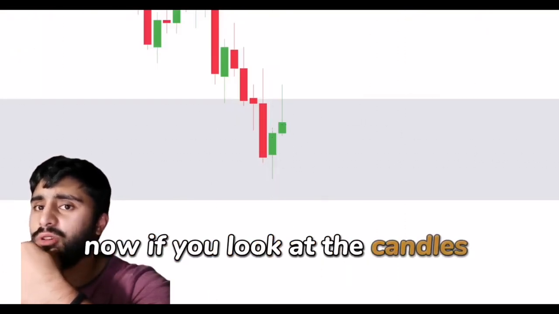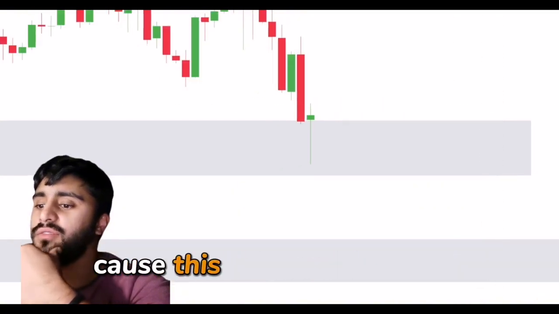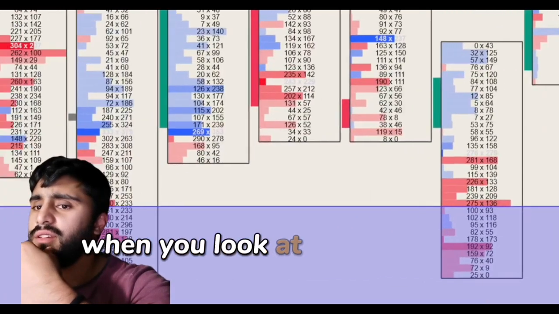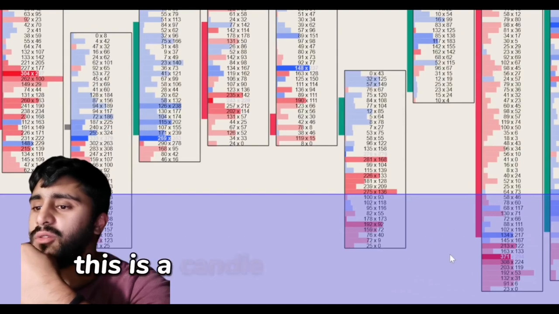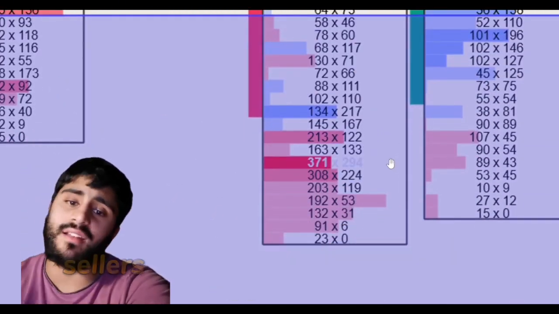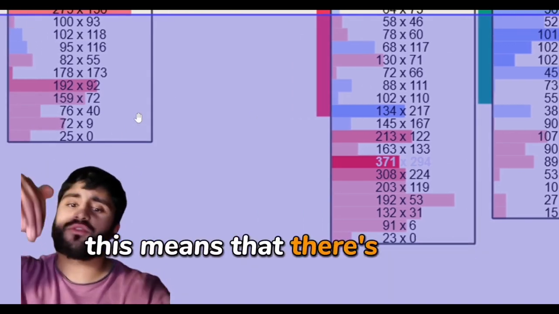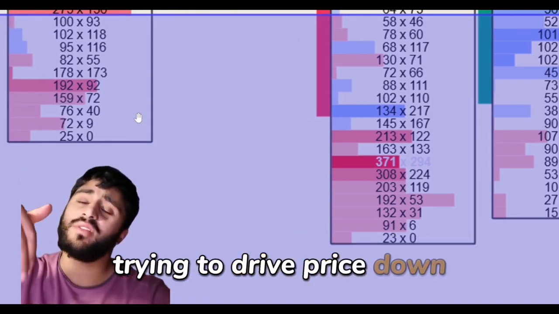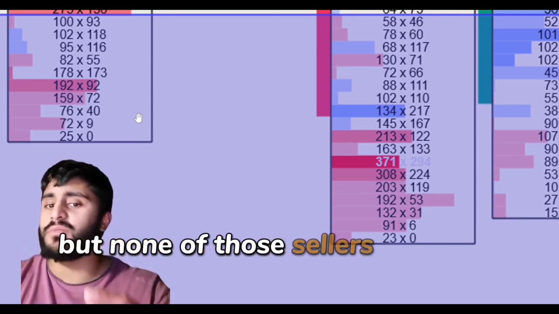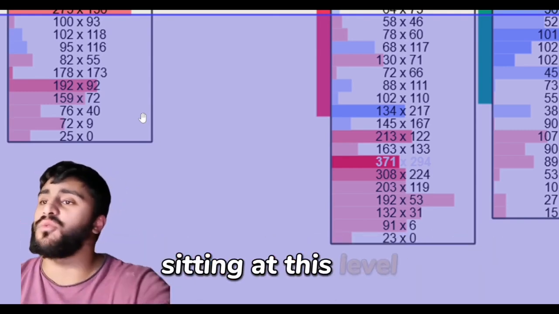Now, if you look at the candles over here, right, let's just jump up to the 5 minute and quickly explain this because this is a 5 minute chart. When you look at the 5 minute chart over here, this is the candles you're looking at. What you see over here is a ton of aggressive sellers that aren't being rewarded. So when you see a lot of red over here, this means that there's lots of sellers that are trying to drive price down in real time, but none of those sellers are being rewarded. And what that tells you is that there's passive buyers sitting at this level.